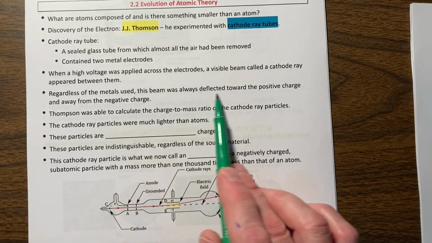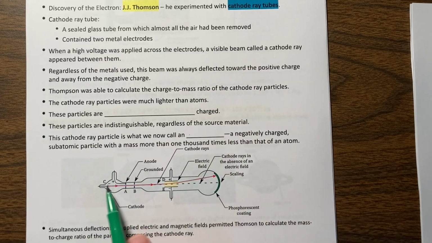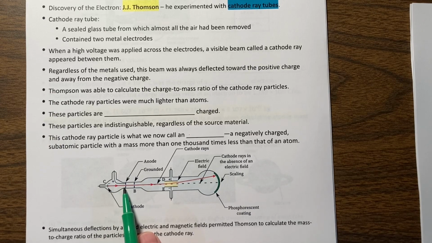So regardless, the beam was always deflected toward the positive charge. So as it passed through, it was accelerated toward an anode. So the anode was positively charged. So if these particles originated from here and they were accelerated to a positive charge, they're probably negatively charged particles. And as they passed through another electric field that was 90 degrees to that, they noticed they were deflected upward.